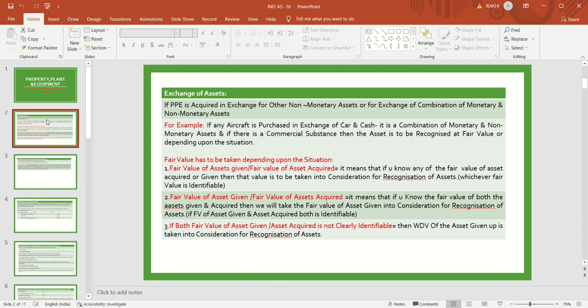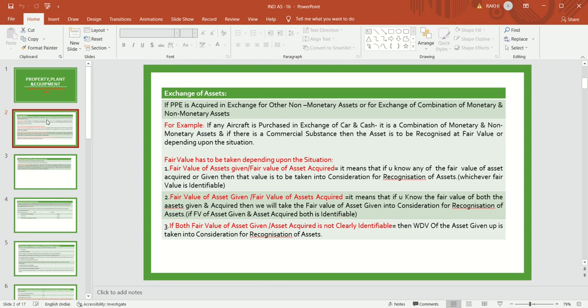It means if you know either fair value, given or acquired, then you consider that one. If you know the value of the asset acquired or given, then that value is to be taken into consideration for recognition of the asset, whichever fair value is identifiable.